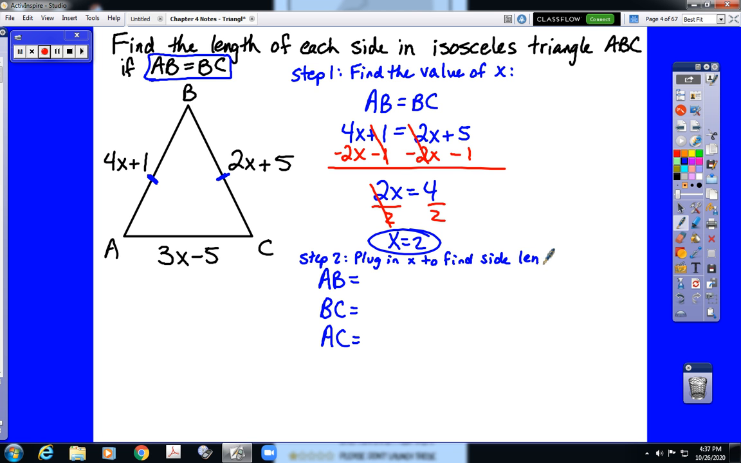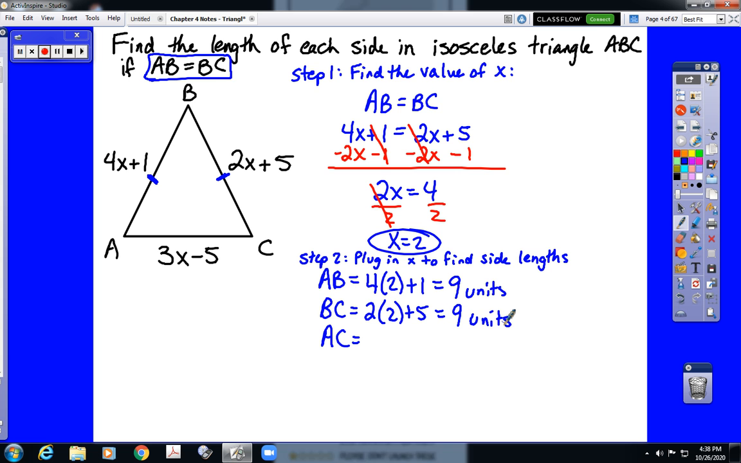So, the length of AB is 4x plus 1. That is 4 times 2 plus 1, or 9 units. The length of BC is 2x plus 5, or 2 times 2 plus 5. That also is 9 units. This right here tells us that we did not screw up when we solved for x, because in the directions they told us that AB and BC are the same length. So when we solve for x and then plug that x in, we should get the same answer for both the length of AB and the length of BC.